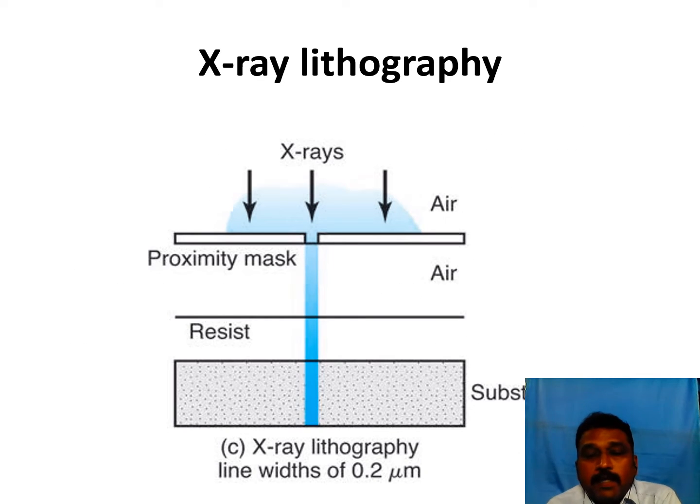You can see the diagram of the X-ray lithography illustration. The X-rays are passed, and the photoresist is kept here. So the X-rays will remove that area and then we will get the image. We will get the area where the wafer has to be machined.